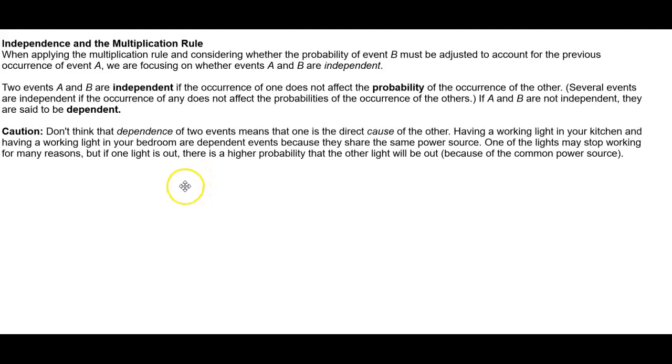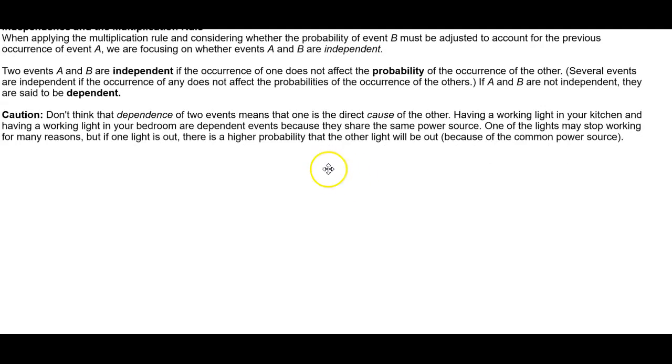Now, caution. Don't think that dependence of two events means that one is a direct cause of the other. Having a working light in your kitchen and having a working light in your bedroom are dependent events because they share the same power source. One of the lights may stop working for many reasons, but if one light is out, there is a higher probability that the other light will be out because of the common power source.